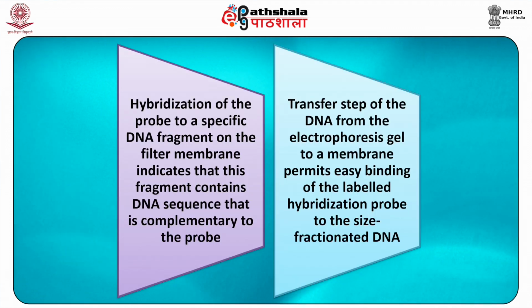Detection. The blots are detected by autoradiography using X-ray films placed along the membrane. Consequently, only those places in the membrane where the probe is hybridized with the DNA yield a band and thus can be easily detected. Hybridization of the probe to a specific DNA fragment on the filter membrane indicates that this fragment contains a DNA sequence that is complementary to the probe.